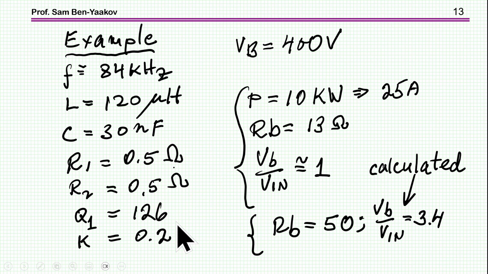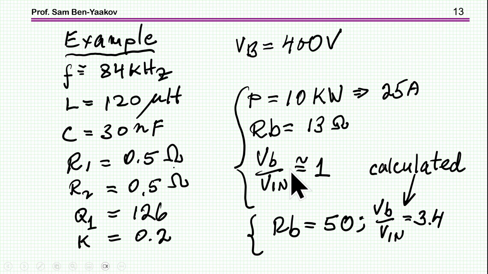Now, using the approach I've just shown with the equation, I can get all the values of the frequency and inductance. This is given, of course, the parasitic resistances, and this has been calculated from the equation. Quality factor is 126. And the coupling coefficient is given as 0.2. And I'm assuming that I'm going to charge the battery of 400 volt by 10 kilowatt, which is 25 amp. Now, from this voltage and the 25 amp, or the power, I can find that the equivalent resistance for this particular operating point is 13 ohm.